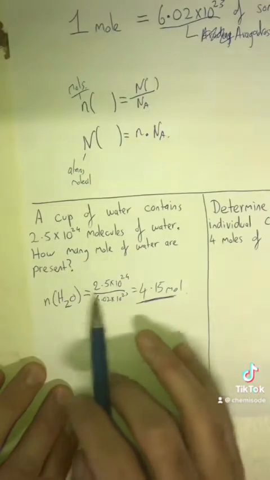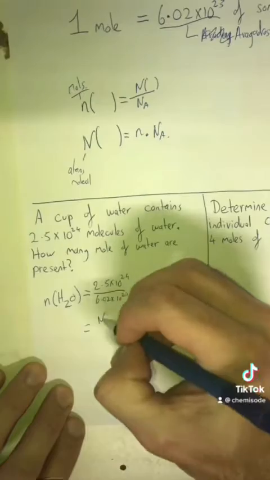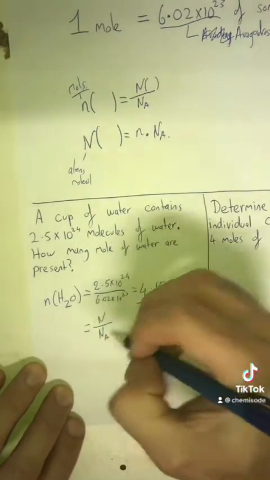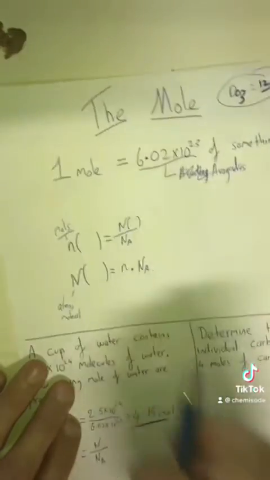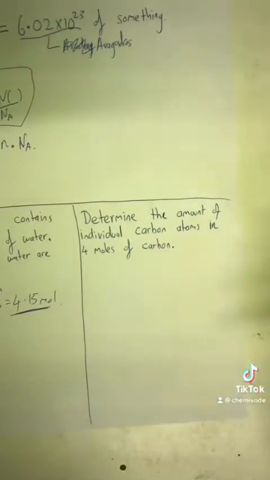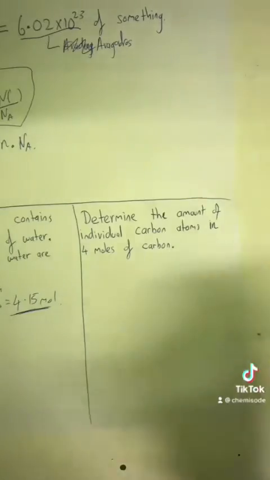Now, looking at the calculation I've done here, it kind of makes sense. What I've done is I've taken how many individual particles I have, and I've divided that by Avogadro's number, which is what a mole actually is. And that's how I get my equation here. So in my next video, I'll do this particular question here.